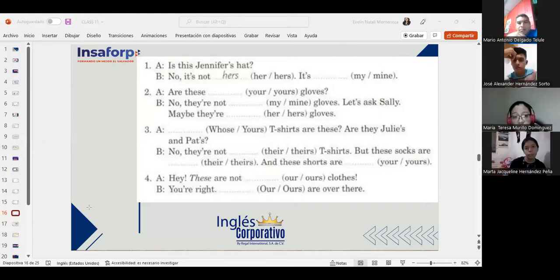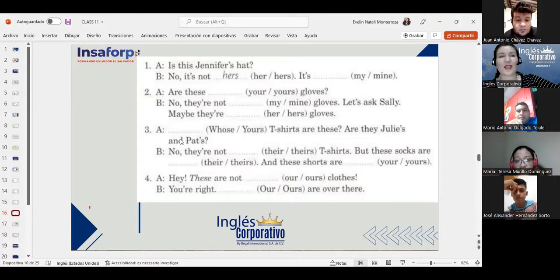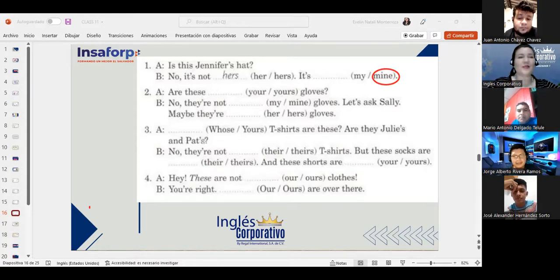Okay. Jorge, is this Jennifer's hat? No, it's not hers. It's mine. Okay, no, it's not hers. It is mine. Very good. Okay, Jorge, ¿quién sigue para ayudarme? Yo. Nomíneme a alguien. María, María Teresa. María Teresa, okay. So it says, no, it's not hers. It is mine. Good.